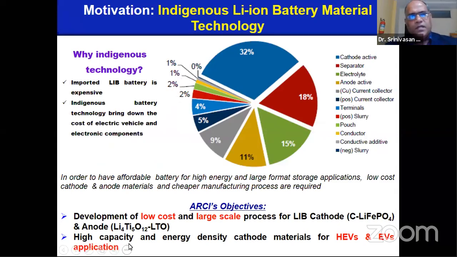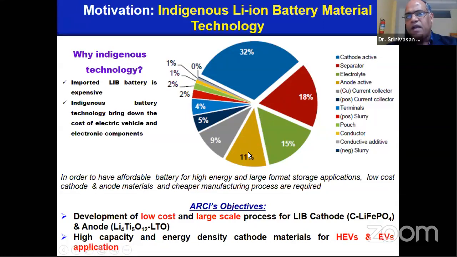This slide shows why we need indigenous lithium ion battery material technology. This pie chart shows the various components involved in lithium ion batteries, and these numbers are contributions to the overall cost of the battery. For example, the cathode material used in the battery contributes nearly 32% of the cost, the separator 18%, the electrolyte 15%, and the anode 11%.